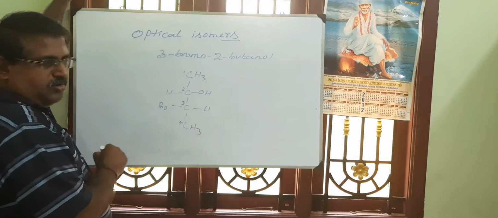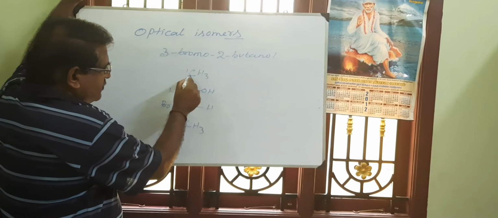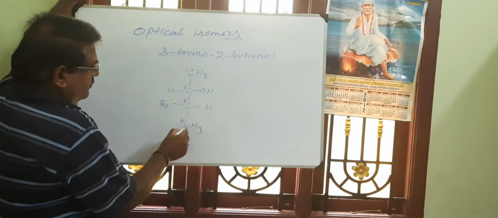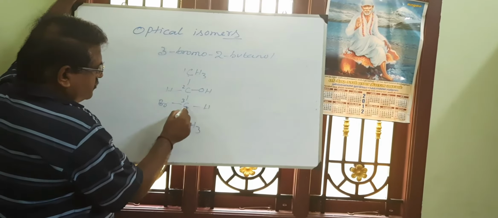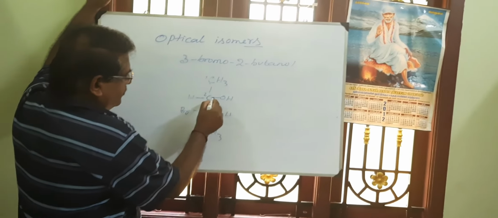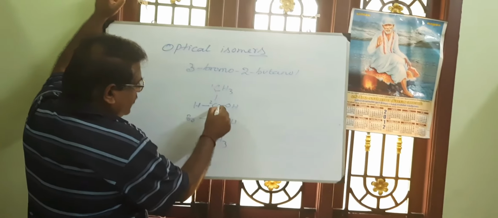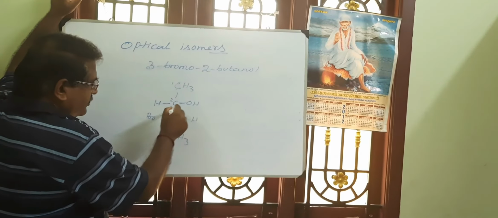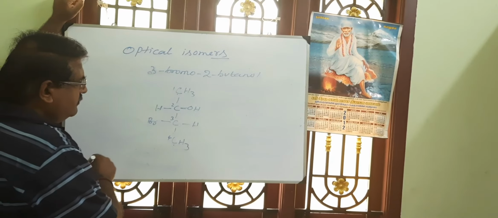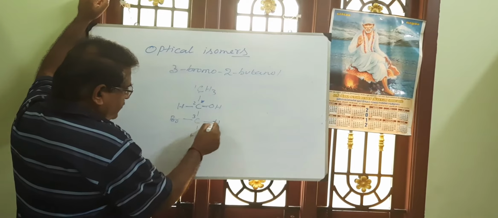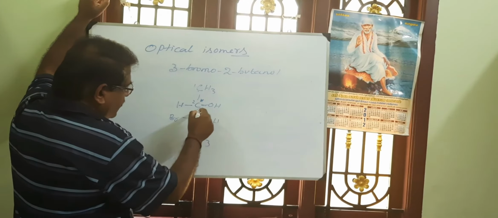So how many chiral carbon atoms? So of course this is not a chiral carbon atom. This is not a chiral carbon atom. Now look at this carbon and this carbon. So now consider the second carbon. So H here, in this position OH, here CH3, and the rest of this one. So this is a chiral carbon atom. What about this one? Here you see H, Br, CH3 and the rest of this.